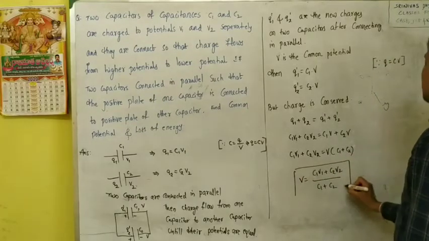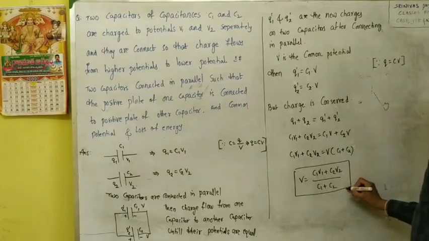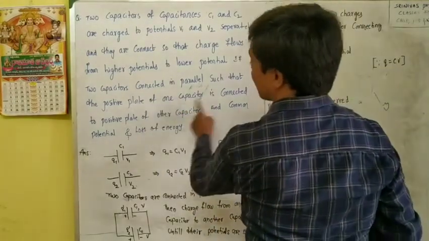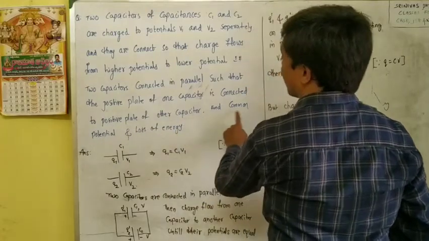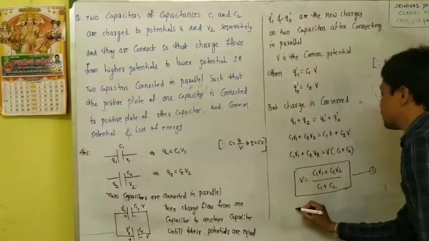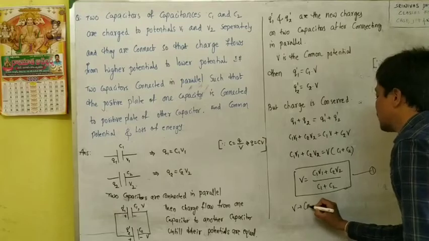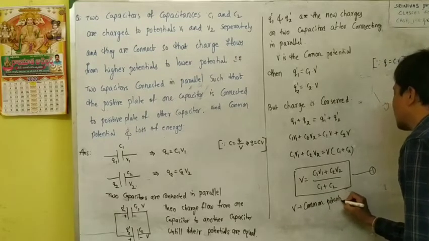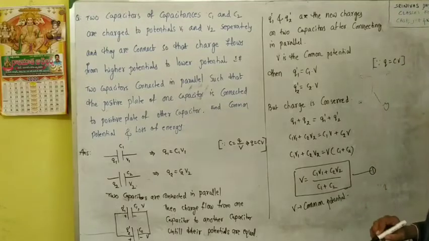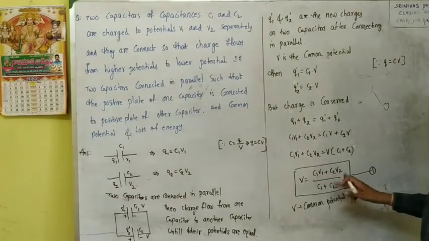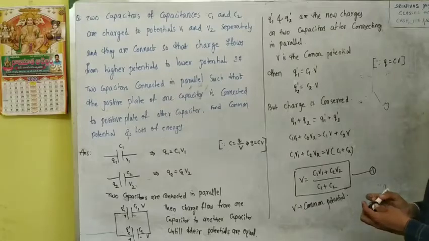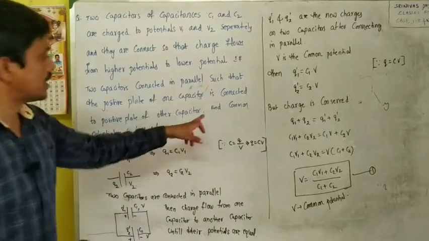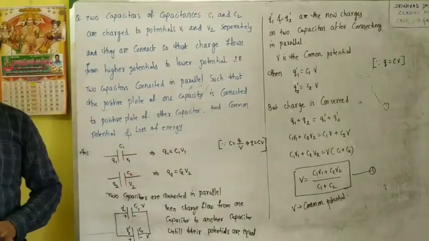This is the formula for common potential, right? What is the common potential? If they are connected in parallel, then find the common potential. This is the formula for the common potential. What is V here? V is the common potential. And V1, V2 are what? V1 and V2 are the potentials of the two capacitors before connecting them in parallel. And now they are also asking to find the loss of energy.